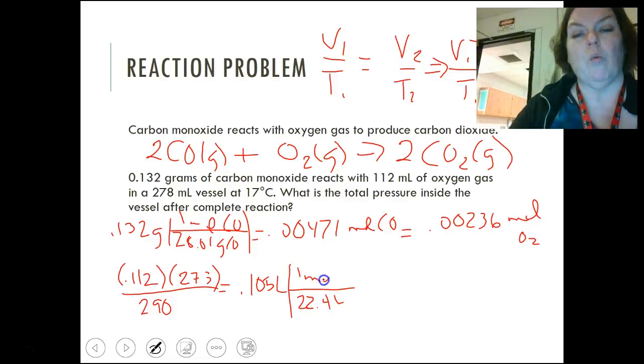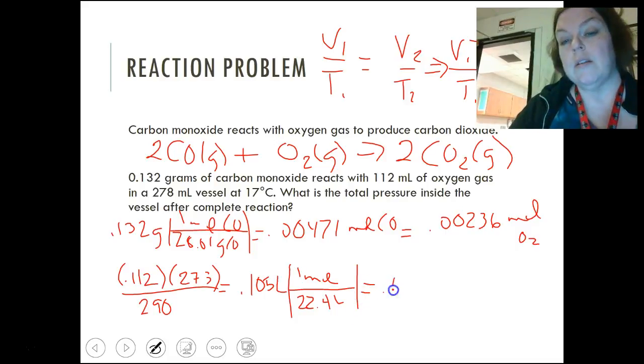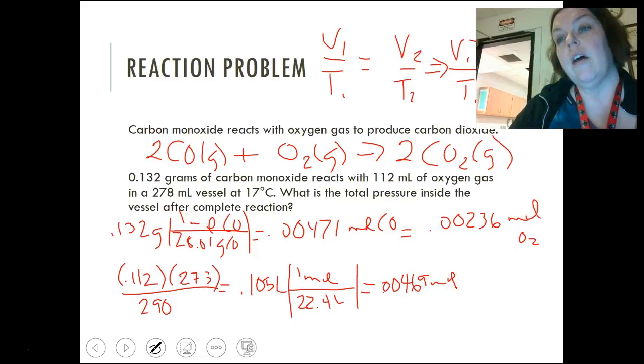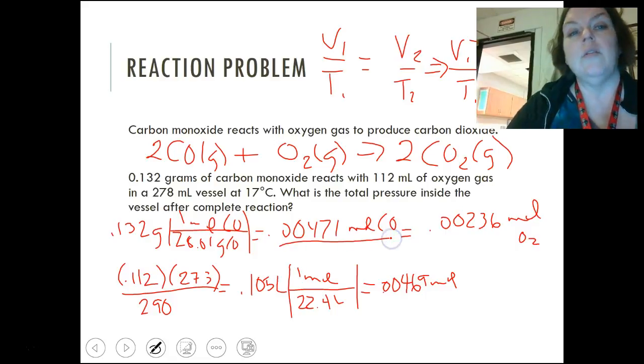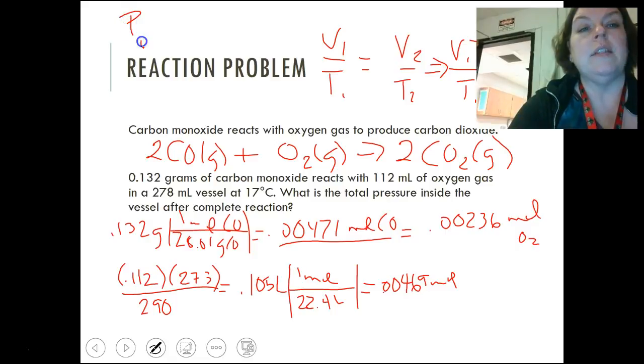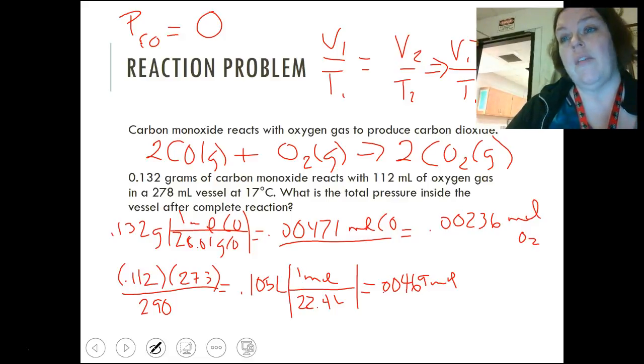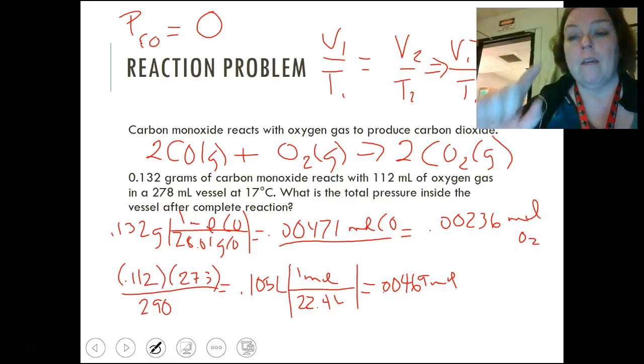And I know some of you are going to be like, what the heck did you get me into? So when we do that, we get 0.00469 moles. Clearly, we have an excess amount of oxygen, okay? So that means the CO is limiting. So the partial pressure of the CO is 0, okay? Because there's none left. We're going to use all of that up, okay? So we don't have any of that. This is how much O2 we used.